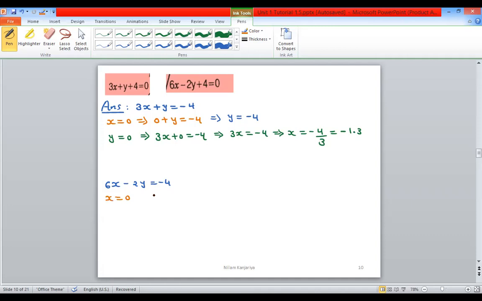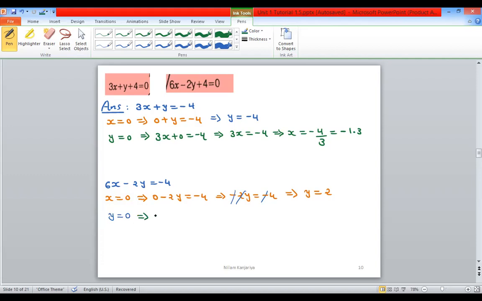What happened? 0 minus 2y is equal to minus 4. Minus 2y is equal to minus 4, and y is equal to, both sides the minus signs cancelled, 2 cancelled. Y is equal to 2. Similarly, take y is equal to 0.